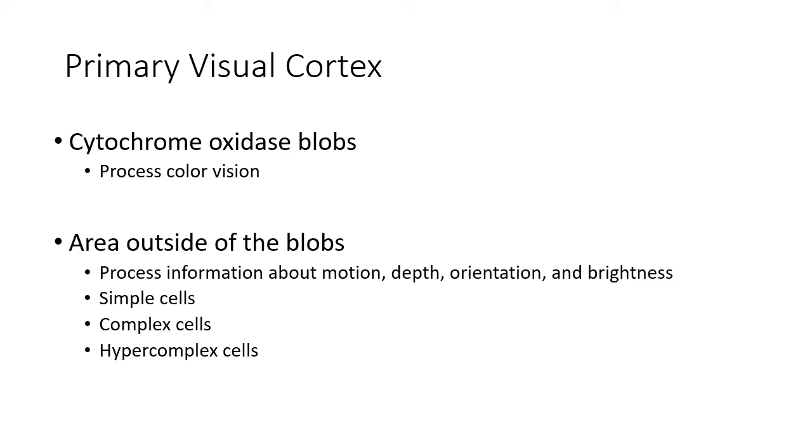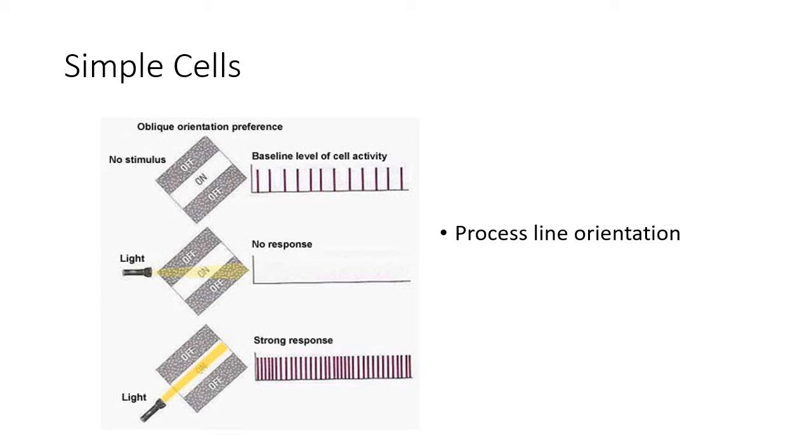Let's look at these. First is the simple cells. The easiest way to describe simple cells without going into too much detail is that they process line orientation. So the simple cells process whether lines are oriented in a specific way. And there are simple cells for each orientation. There are simple cells for up and down, left, right, all the different orientations you can have, you have different simple cells for.